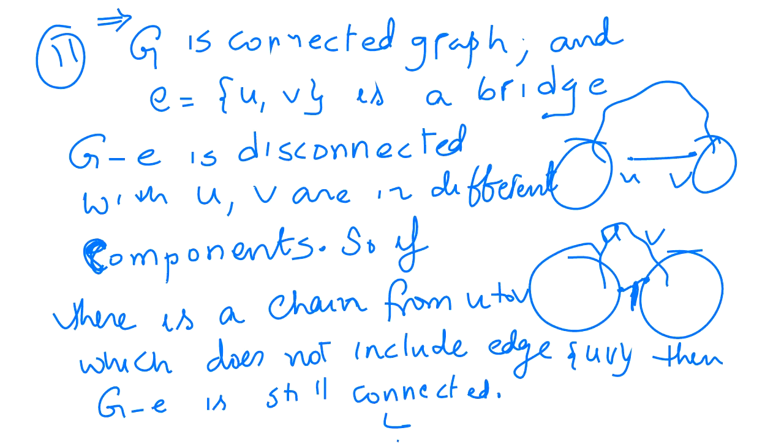So in the backward direction, you can simply say if every chain from U to V includes UV, so once you remove UV, U and V cannot be reachable from each other. So that means G minus that edge E has to be disconnected. So that means E has to be a bridge. Okay, that makes sense.